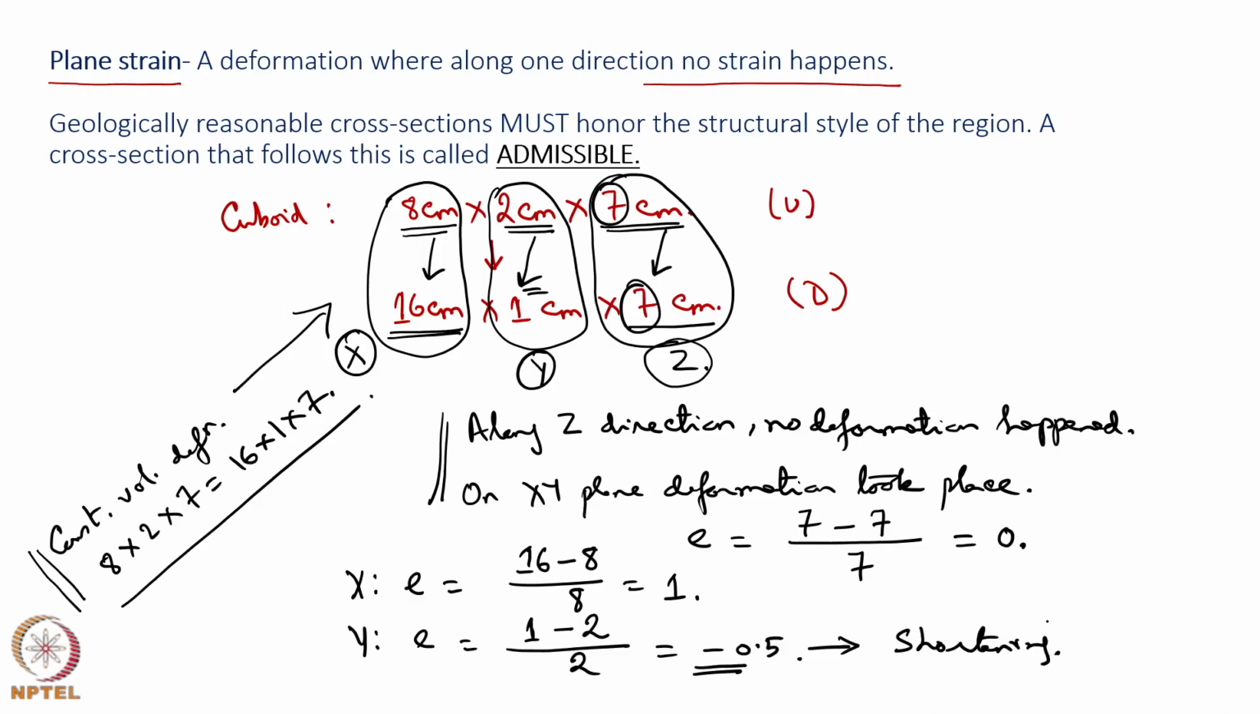So, it is possible that when there is a constant volume deformation, along one of the directions there is no strain, whereas in the other two directions, along one axis there is extension and along another axis there is compression. But it does not guarantee that in all constant volume deformation a plane strain condition can persist. Let us take another example.